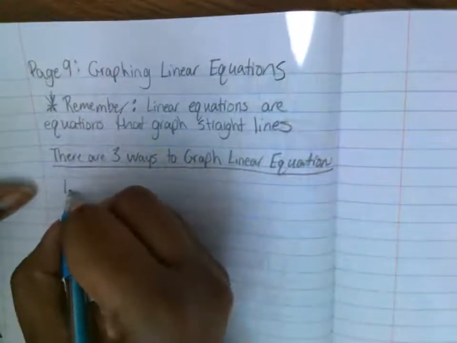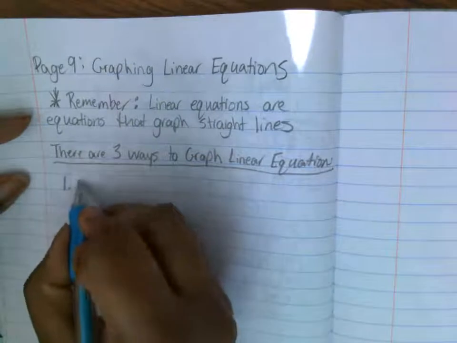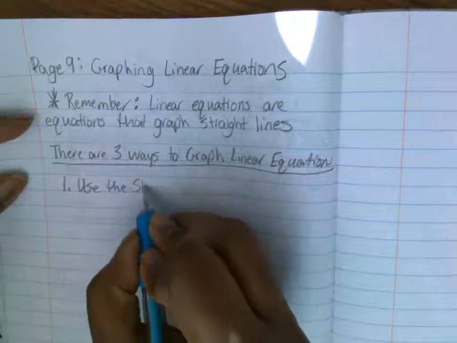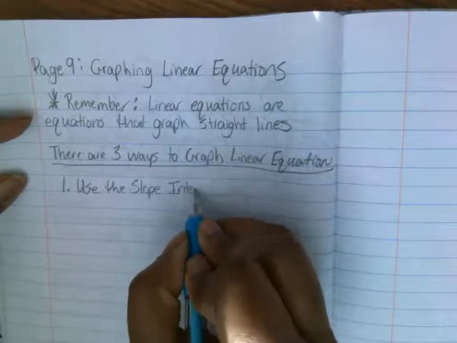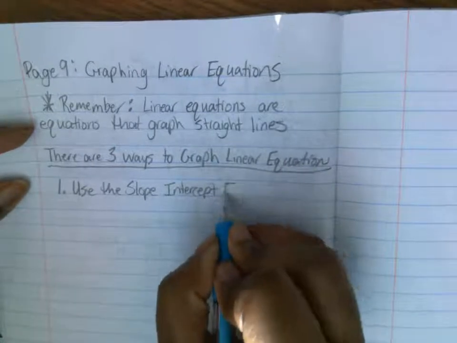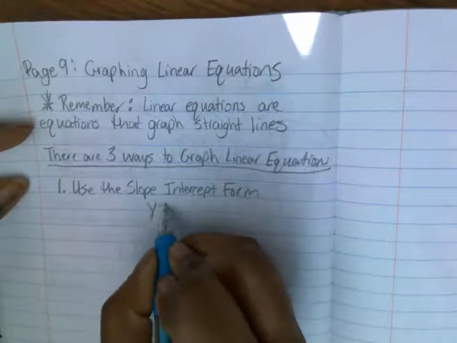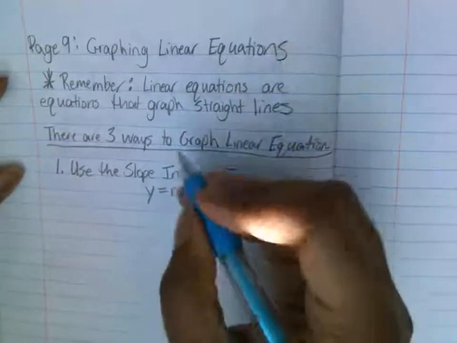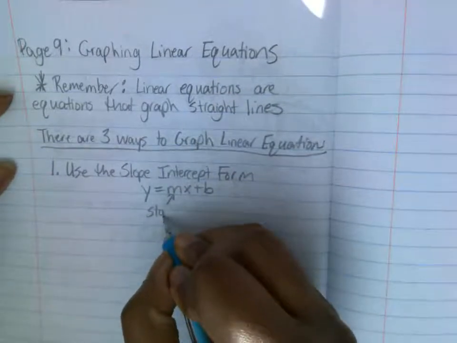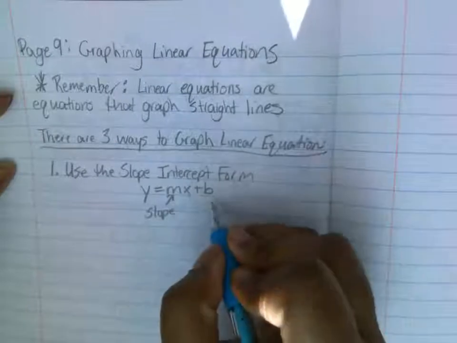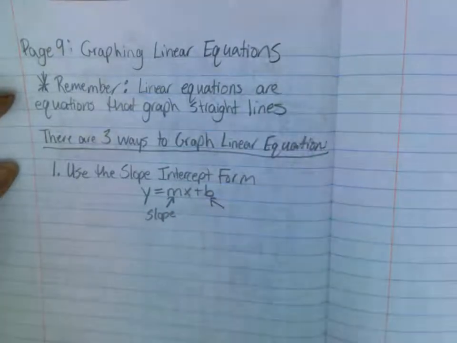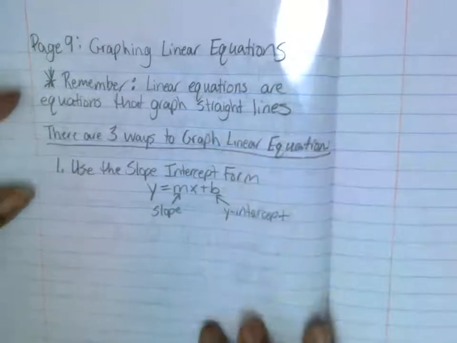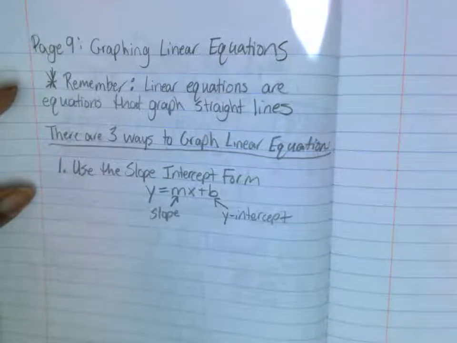The first way to graph a linear equation is by using the slope-intercept form. Remembering that your slope-intercept form, which we've talked about already, is y equals mx plus b, where your m is the number that represents the slope, and your b is the number that represents the y-intercept. Pause right here for a moment.